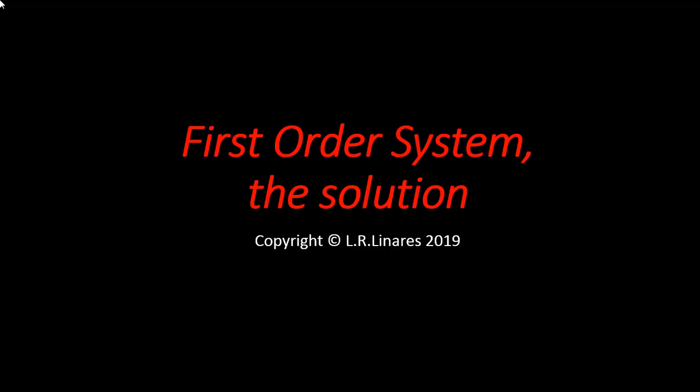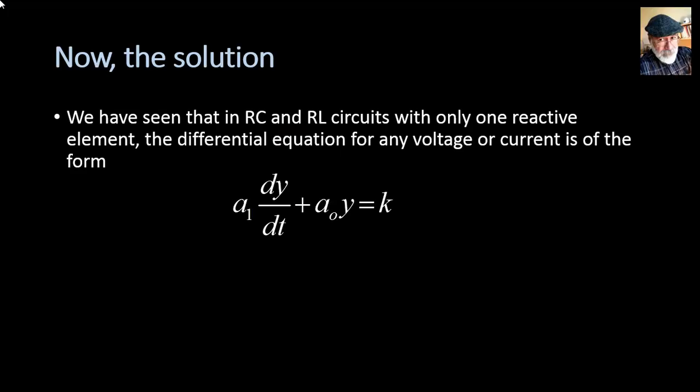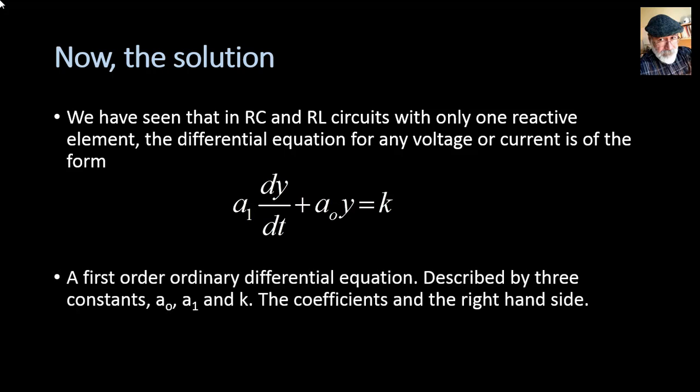First order system, the solution. We have seen that in RC and RL circuits that have only one reactive element, that is, they have either one inductor or one capacitor, the differential equation for any voltage or any current has this form. It is a first order ordinary differential equation. It is described by three constants, the coefficients A1 and A0, and the constant K on the right hand side.